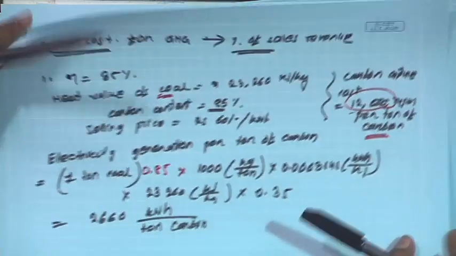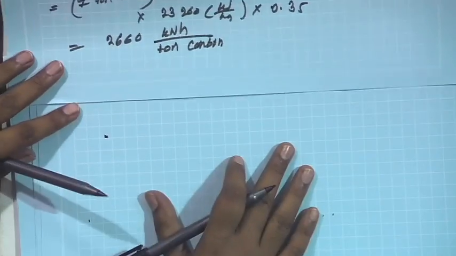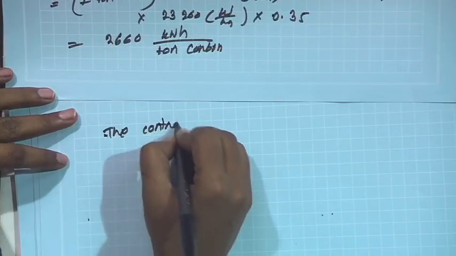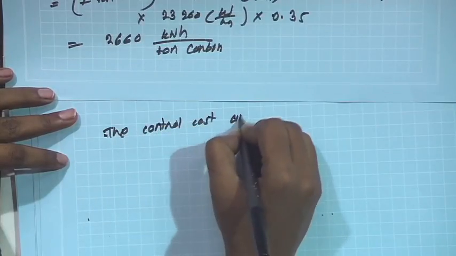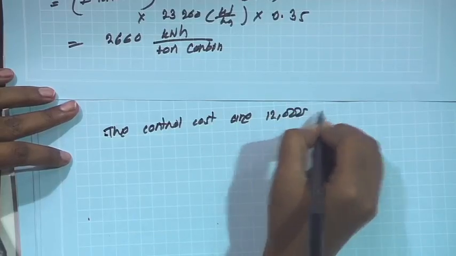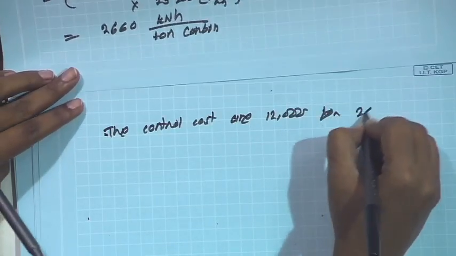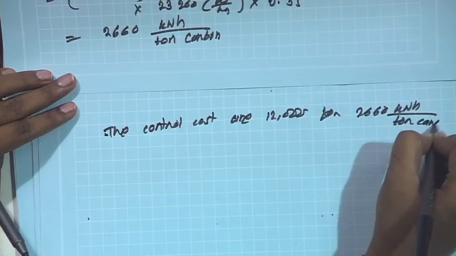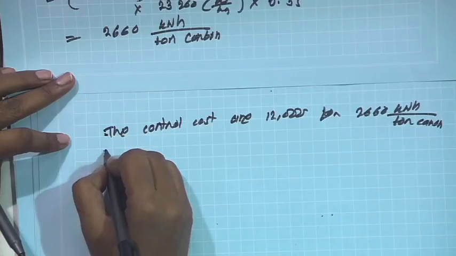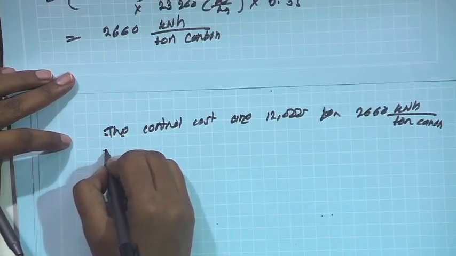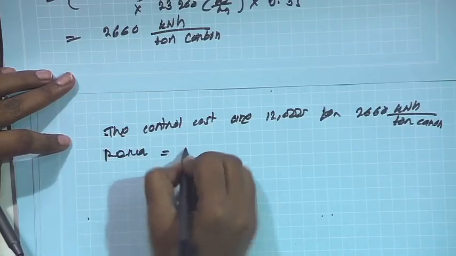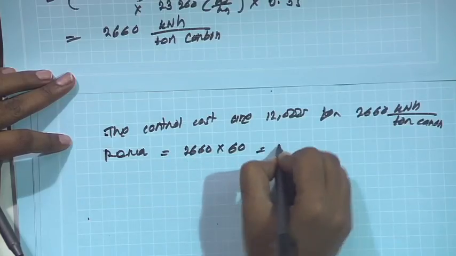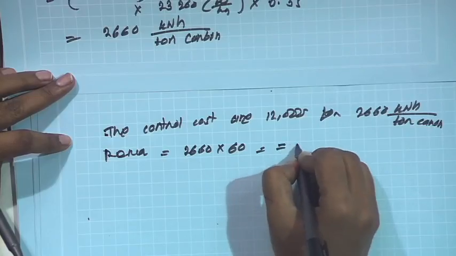So, the control cost is 12,000 rupees for 2,660 kilowatt hour per ton carbon, and the revenue collected from the whole process is 2660 multiplied by 60, that is 1,59,600 rupees.